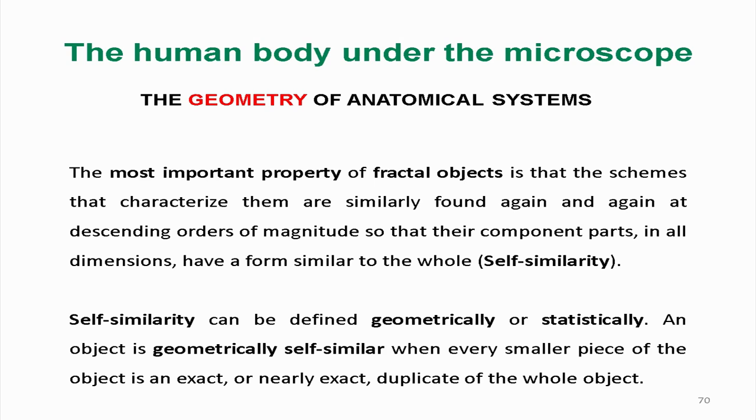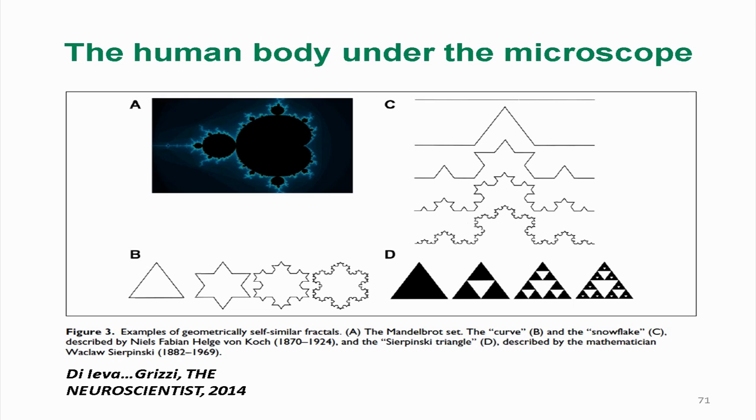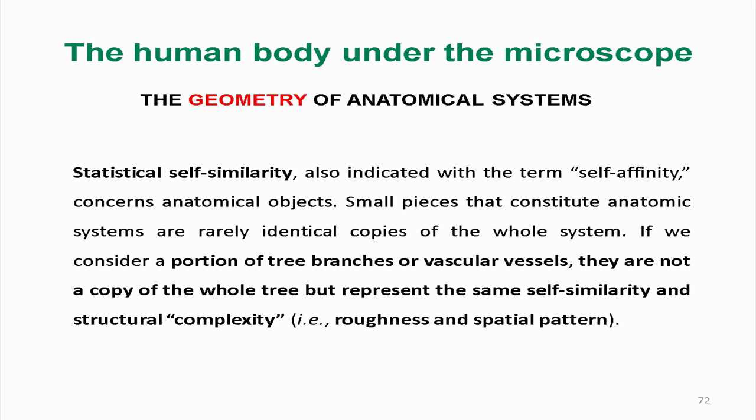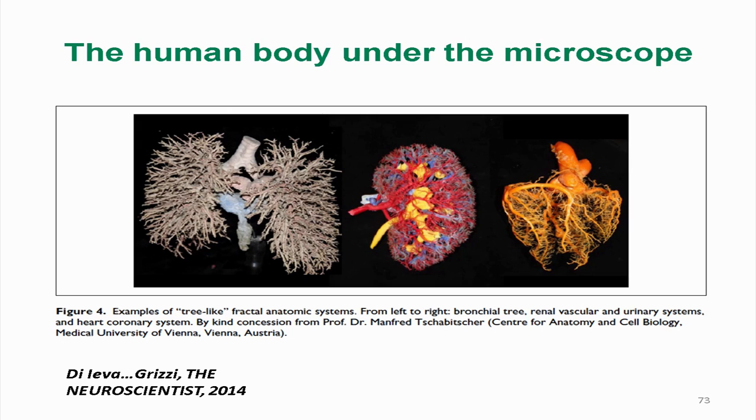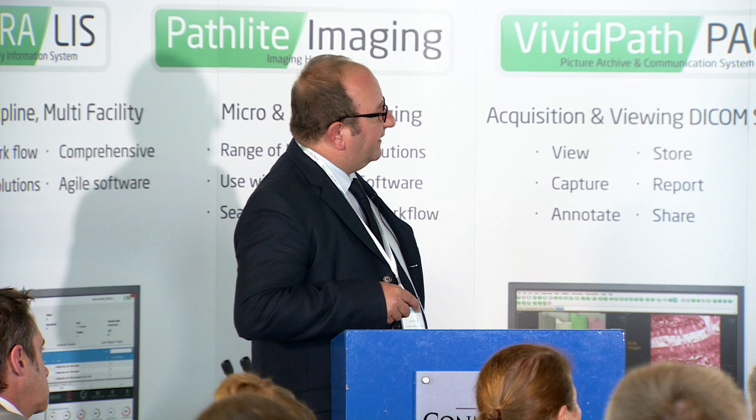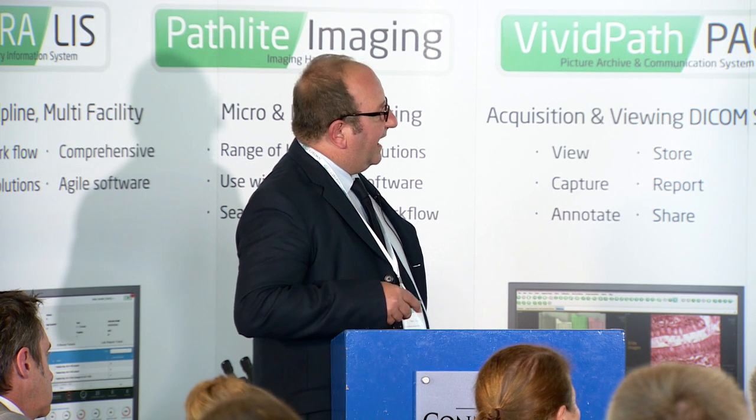Self-similarity can be defined geometrically or statistically. An object is geometrically self-similar when every small piece of the object is an exact or nearly exact duplicate of the whole object. For example, this kind of mathematical figure that is an iteration of a mathematical formula. However, anatomical systems are characterized by statistical self-similarity. For example, the vascular system of the kidney, or the lung, or other particular biological systems are characterized by a similar structure, where a small portion of the entire structure is similar but not the same as the entire organ.